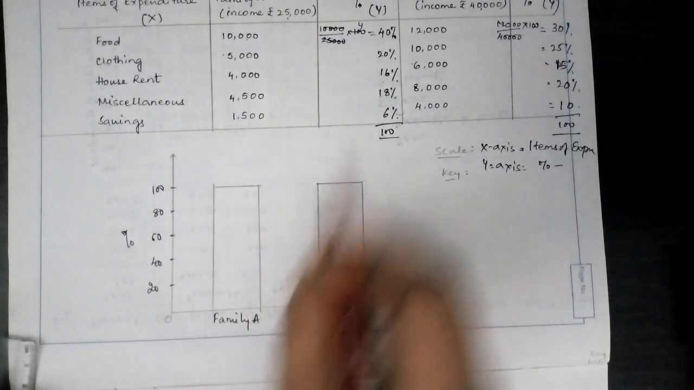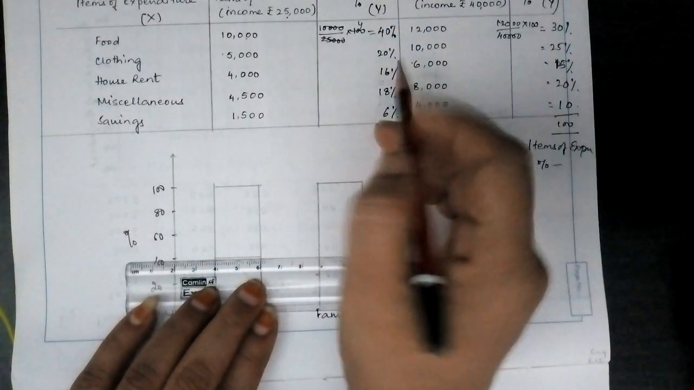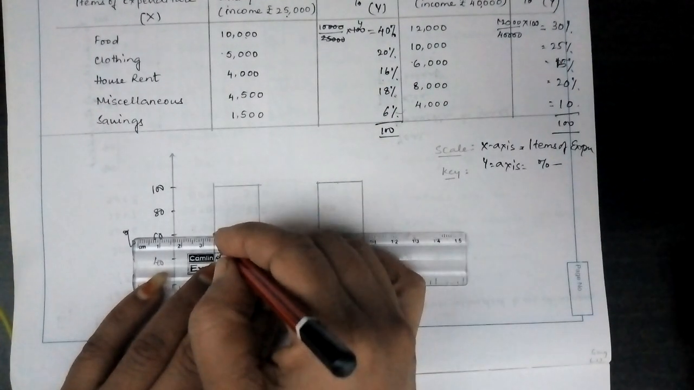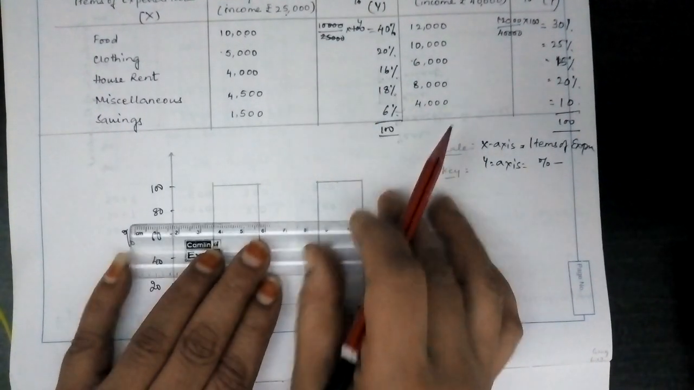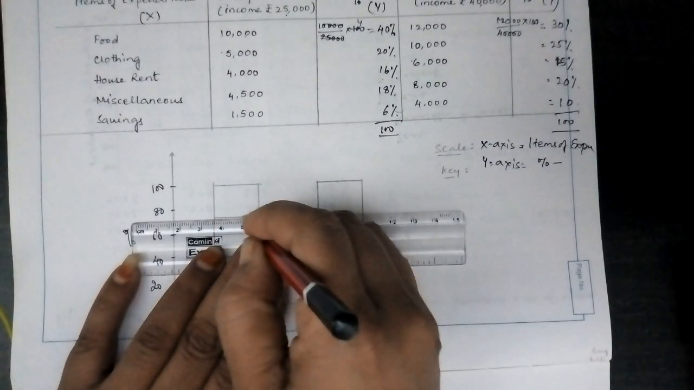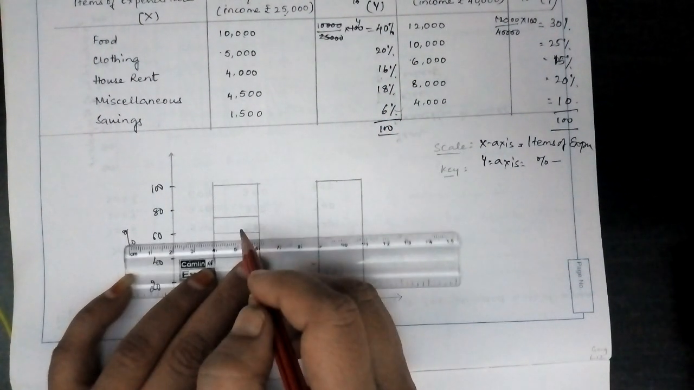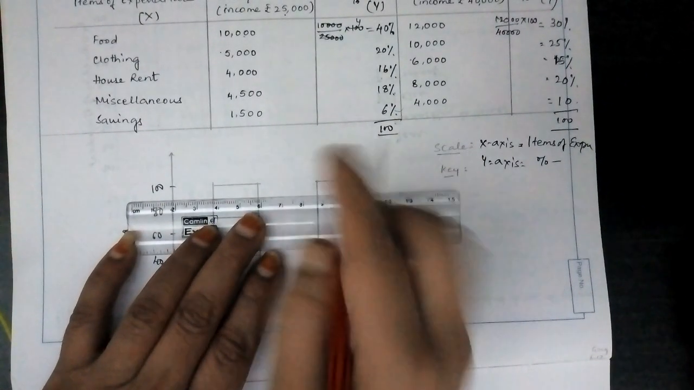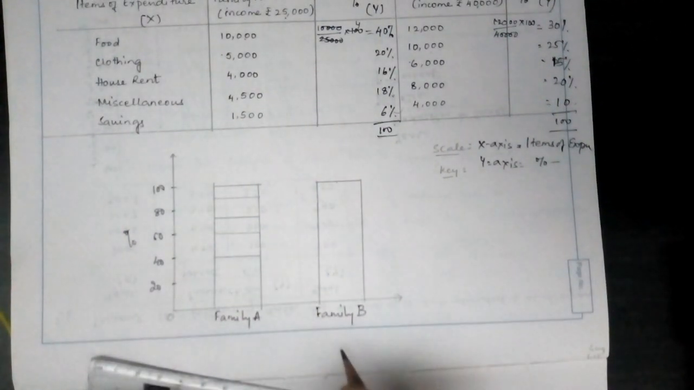Now family A spends 40%. So here 40% is here, and we'll draw one line over here. And then 20% on clothing. So 40 plus 20 is 60. Then 16%. 60 plus 16 is 76, somewhere here. And then 18%. So 76 plus 18 would be 94, somewhere here. So this will be the expenditure of family A.